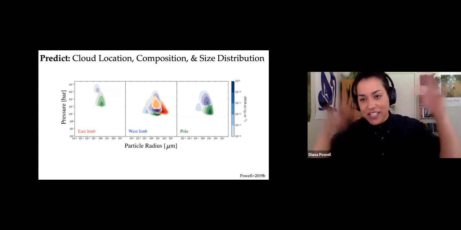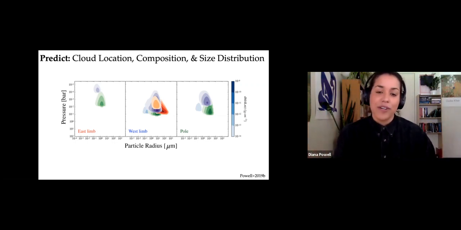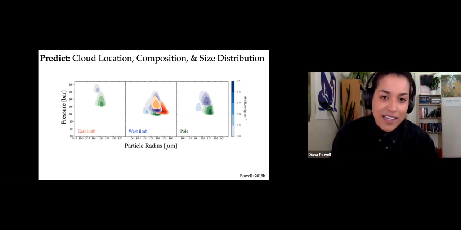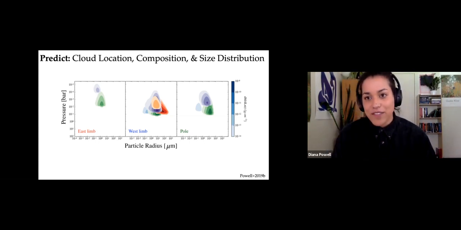But then on your west limb, you get huge supersaturation. It happens deeper in the atmosphere. Cloud particles can grow basically up to the limit where they're then settling. So their particle size on the west limb is not limited by supply, but on the east limb it is. So that's one of the bigger differences between the two.